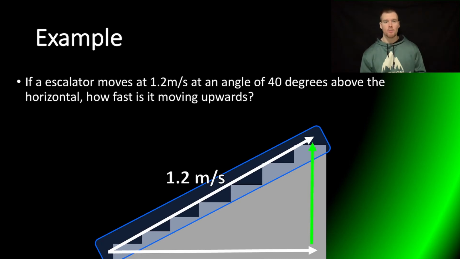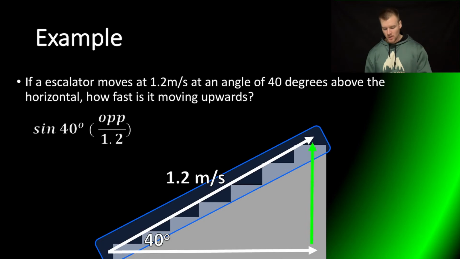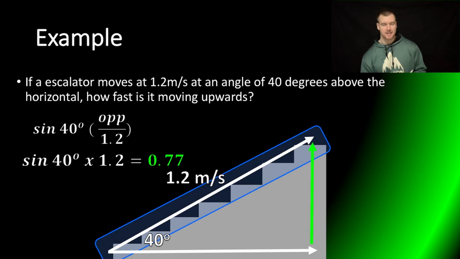So I know it's going at 1.2 meters per second on that angle, and I know the angle is 40 degrees. So I'm trying to find the opposite, that's the green arrow there, and I know the hypotenuse, so I'm going to use sine. So sine 40 times my opposite over 1.2 is how I'd fill in that equation. I'm just going to times by that 1.2, and I get 0.77 meters per second for the velocity going upwards. So just finding that opposite side.